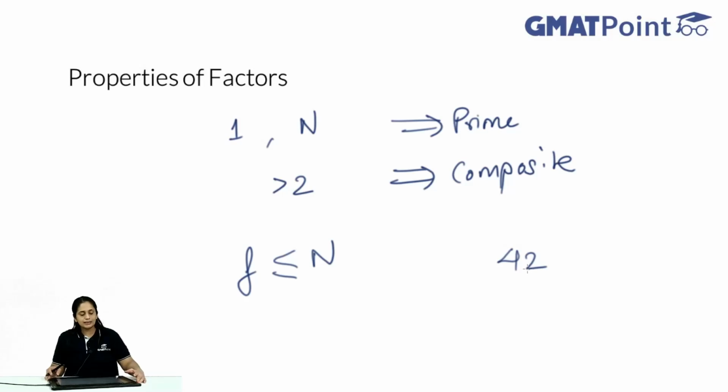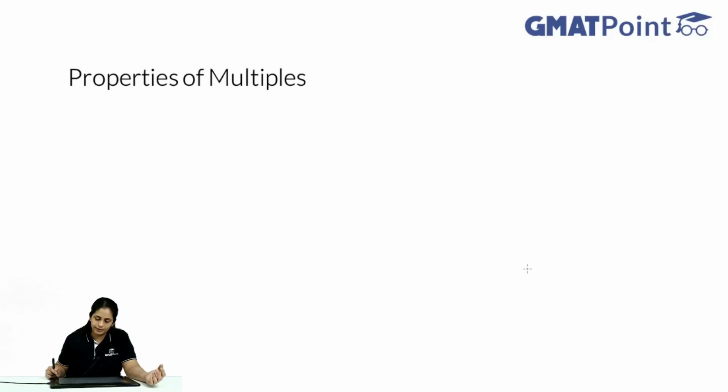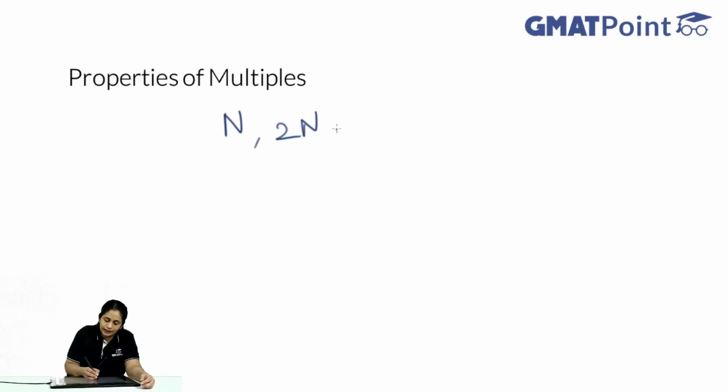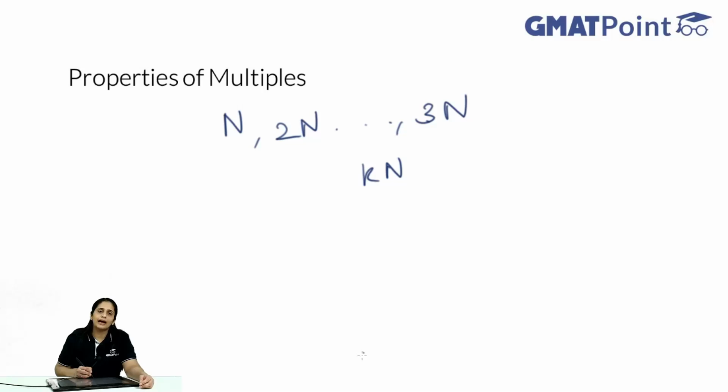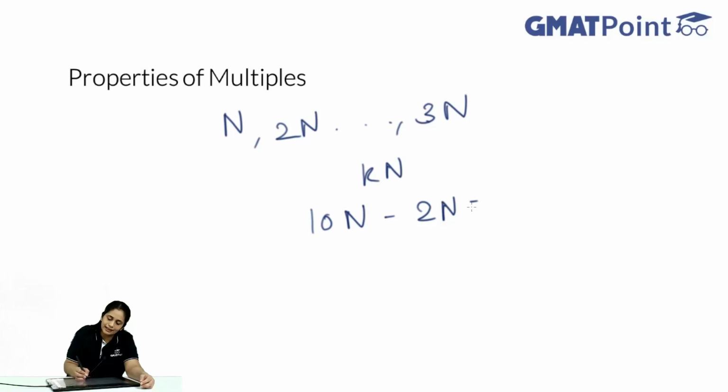Now let's take a look at the properties of multiples. Always remember, every number is a multiple of itself. So if you consider the list of multiples, you begin with the number itself, then you have 2n, 3n and so on. Another thing you would notice is that if you take the difference of any two multiples, that difference will also be a multiple of n. Suppose I take 10n minus 2n, I still get 8n.